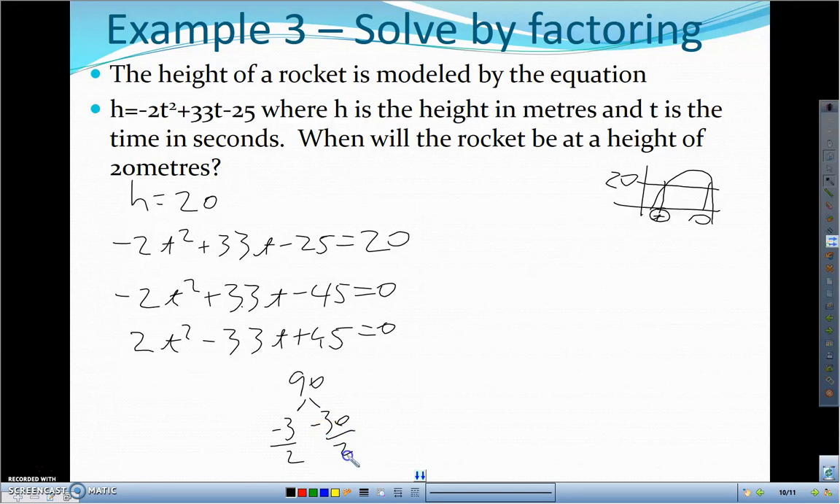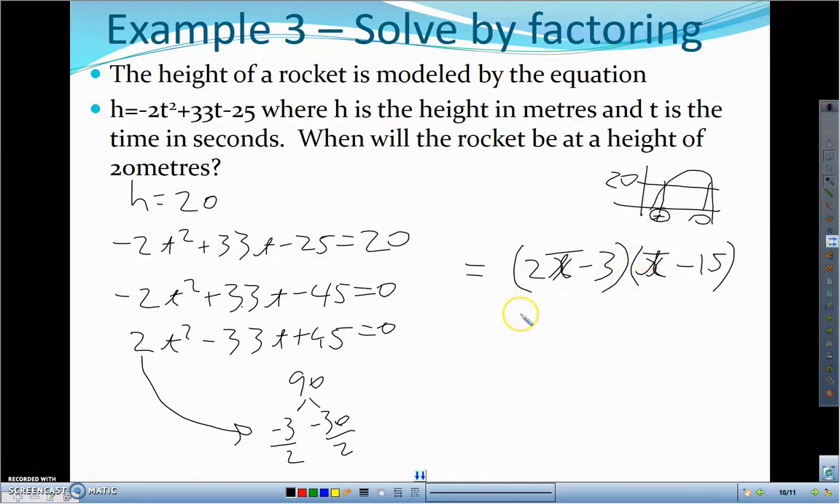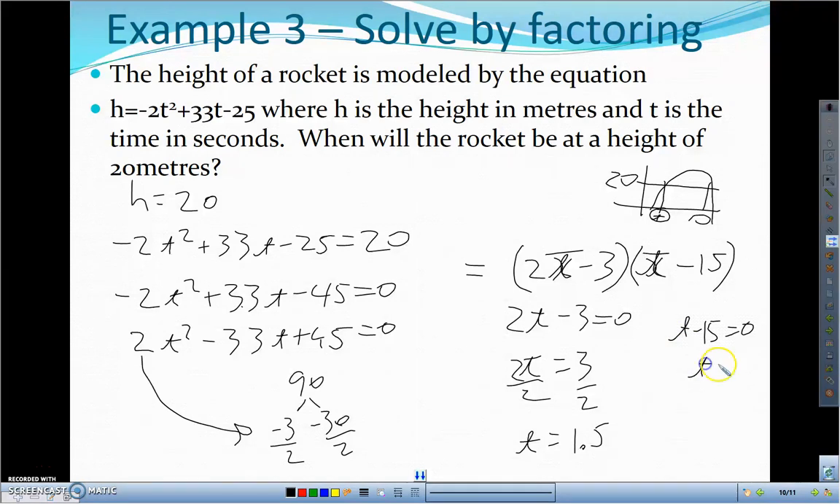Divide by 2, coming from the a value. So this will factor into bracket 2x minus 3, coming from this one, and x minus 15. I guess it should be t, not x. So what this tells us is 2t minus 3 is equal to 0. 2t is equal to 3, divide by 2, divide by 2. One of our answers is 1.5 seconds. t minus 15 is equal to 0. t is equal to 15 seconds.